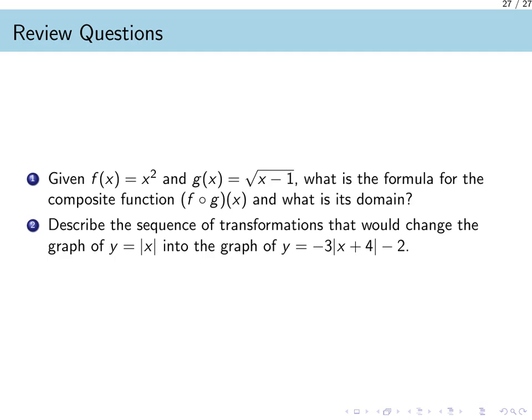Second, can you describe the sequence of transformations that turns the graph of y equals the absolute value of x into the graph of y equals -3 times the absolute value of the quantity x plus 4, all minus 2? Think step by step about the shift, stretch, reflection, and final shift. I encourage you to pause and work through these problems to check your understanding.